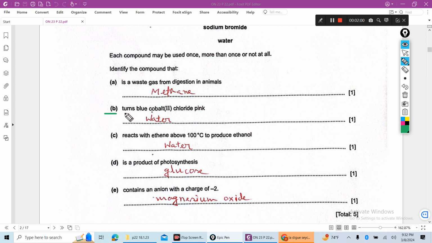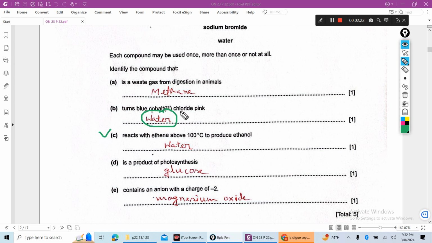B, turns blue litmus, anhydrous cobalt chloride from blue to pink. And this is the test for water. Water turns anhydrous cobalt chloride from blue to pink. So this is the test for water.